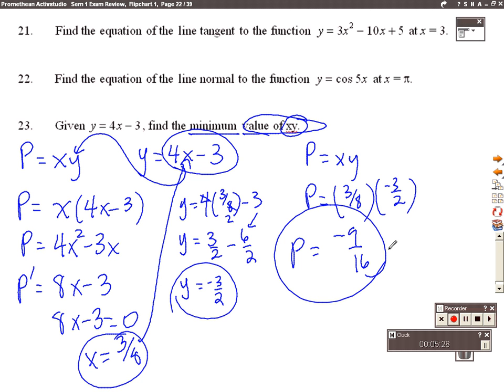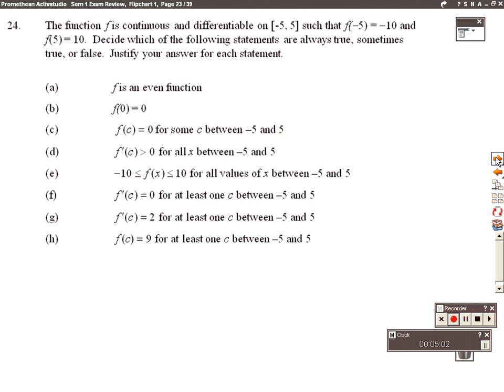Now again, I can verify that this is the minimum product by finding the second derivative of my function, and the second derivative of 8x minus 3 would be 8. That's a positive value. So if the second derivative is positive at a critical number, then I know I have a local or a relative minimum. So that would be my support justification that I really do have a minimum.